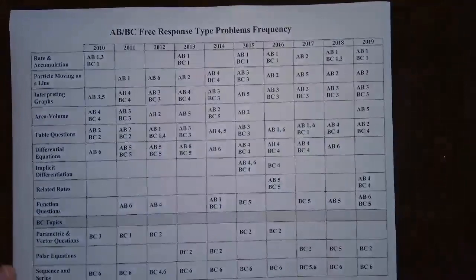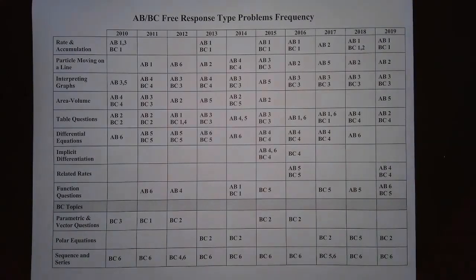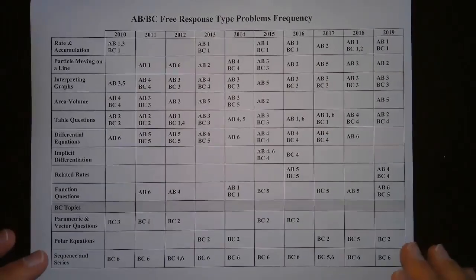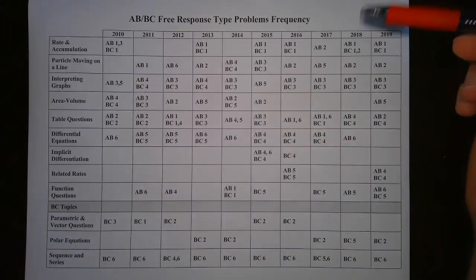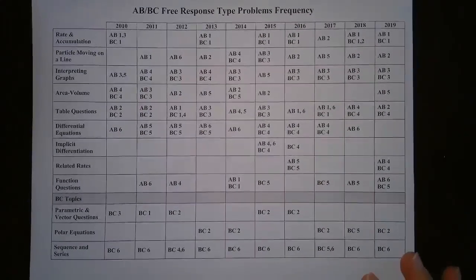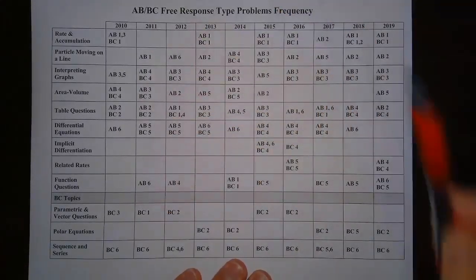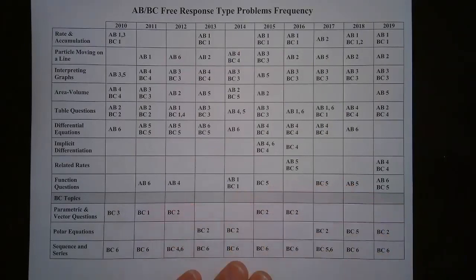is this. And this is a free response, how often they ask the different types of free response questions, okay? There's another packet of information that I'm gonna go over in just a minute too. But look at this. These are the types of free response questions that they normally ask. All of these above the gray is AB stuff. Everything below is BC.